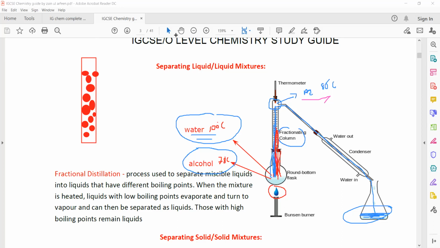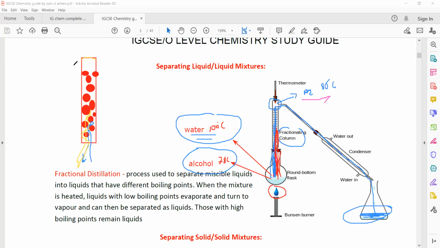So what happens? As the water vapor rises, it collides with these beads. When they collide, they will return back because they lose energy. When they collide with a glass bead, they will lose energy and convert back into liquid state. The alcohol requires less energy because its boiling point is less than that of water, so even when it collides, it will also return back.